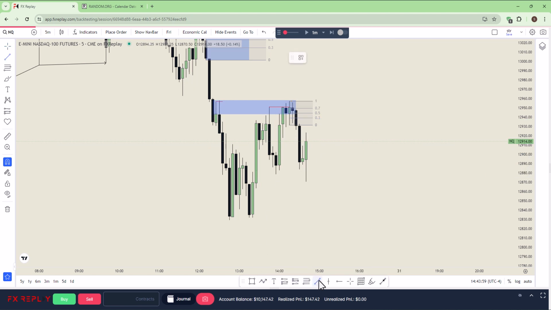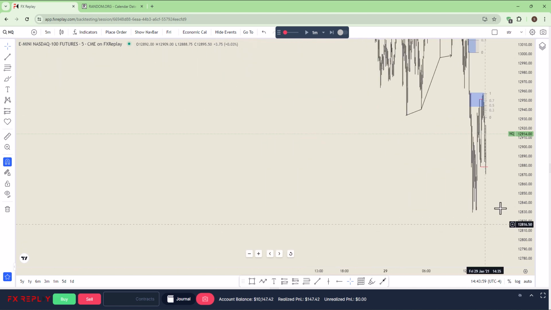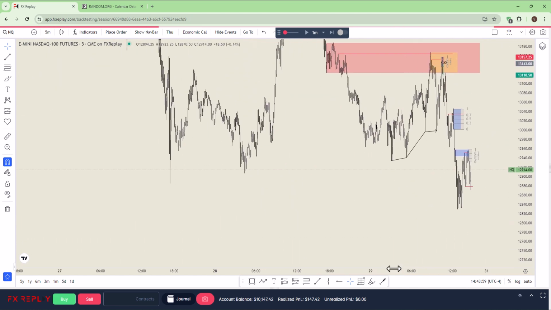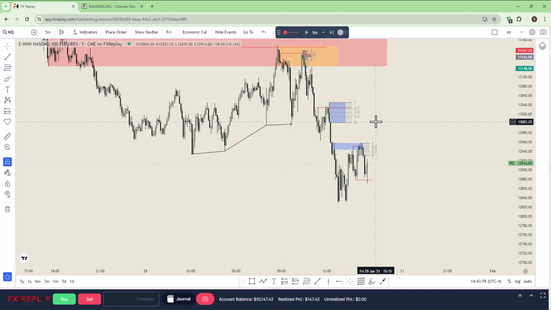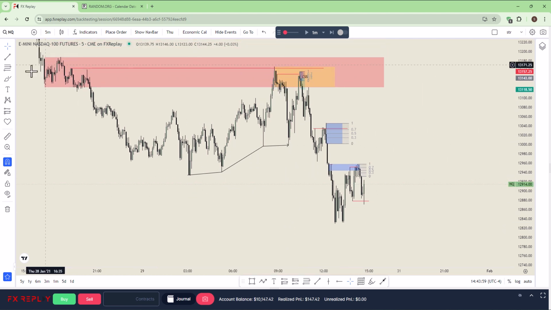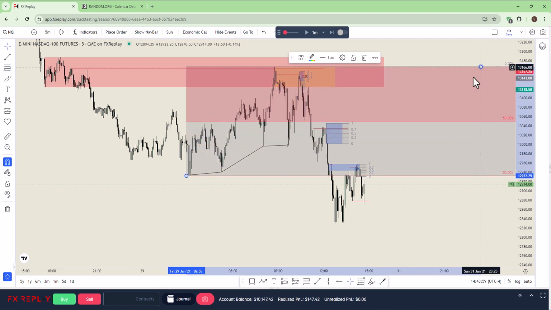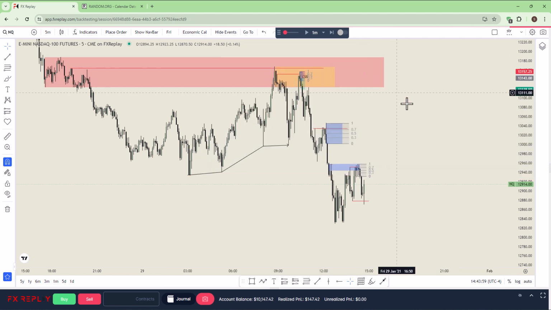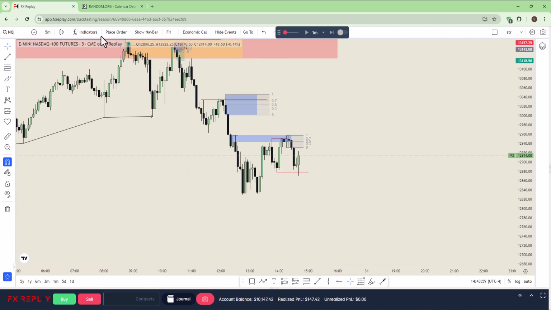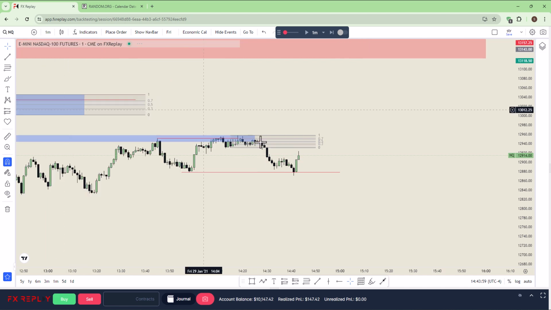And we might take this setup instead, right? We might take the pullback into here, right? So this is a whole range from this to here, and price might pull back into these zones right here. So let's see what's going to happen. Let's go to the 1 minute.